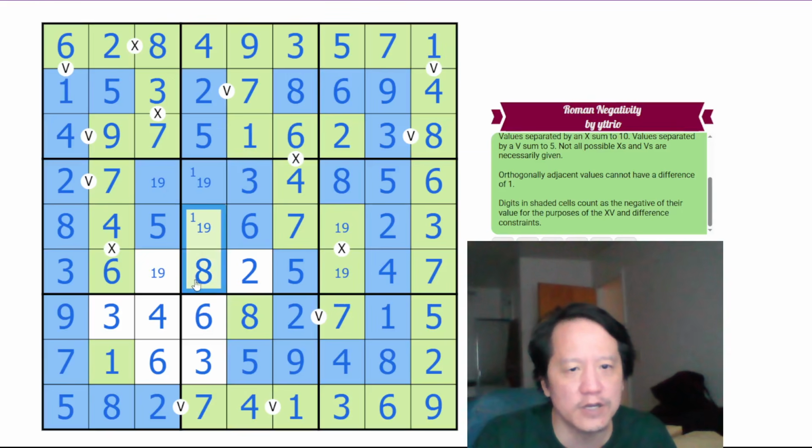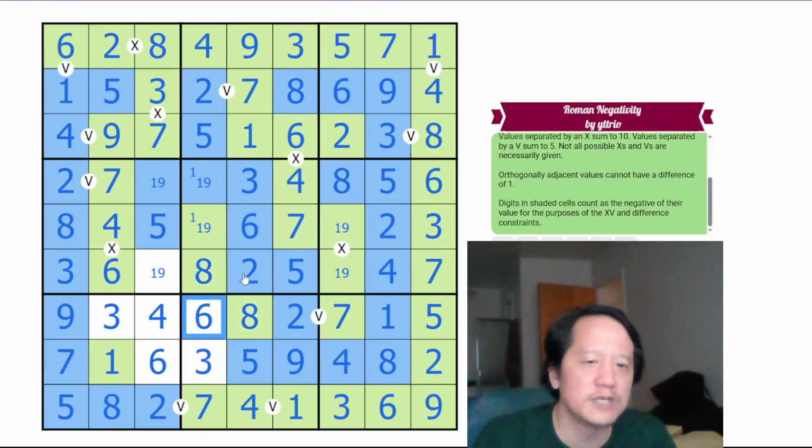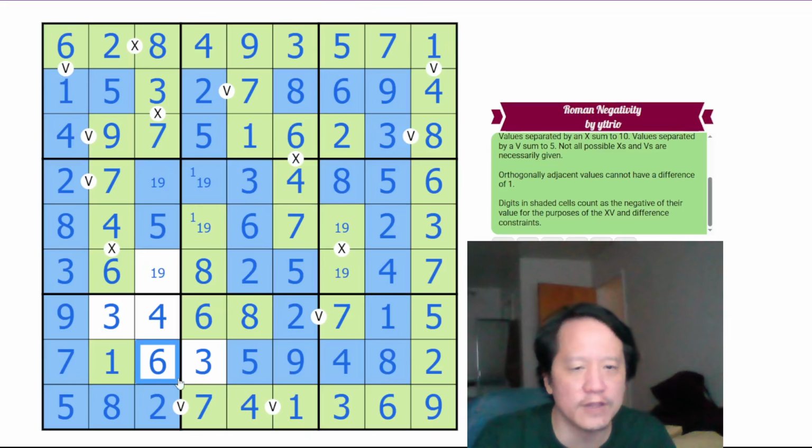Green has to orthogonally connect out. We have a diagonal here of blue, so this cannot be green, green, so this must be blue here. We have a diagonal of green here, which means this can't be blue, blue, so this is green there.